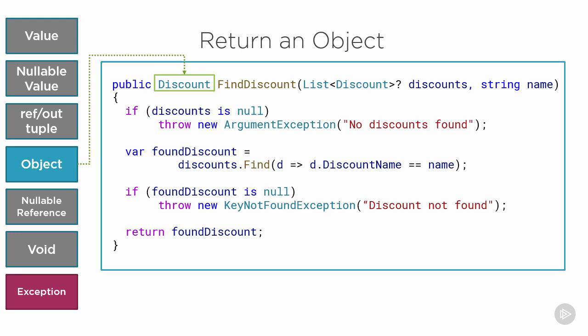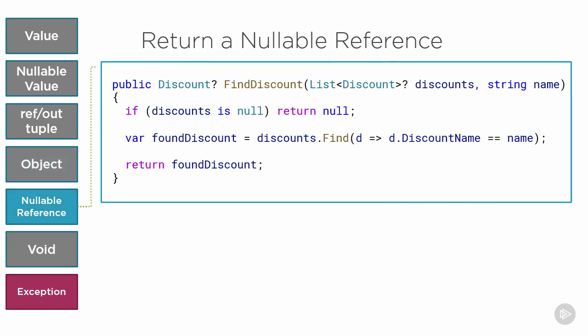Return an instance of an existing class for methods that find, retrieve, or return objects. Optionally, throw exceptions to provide validation or error condition information to the calling code. Return a nullable reference type if you want to return an instance of a class or null. Note that non-nullable reference types are only available in C# 8 or higher.